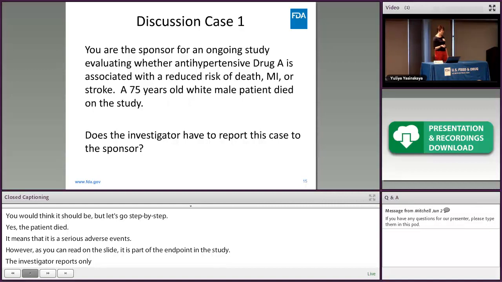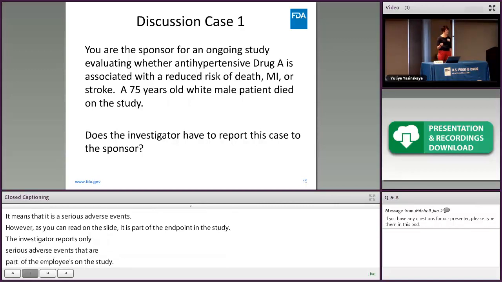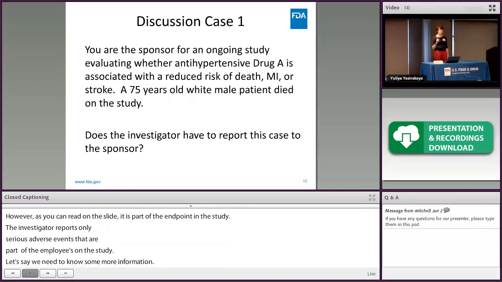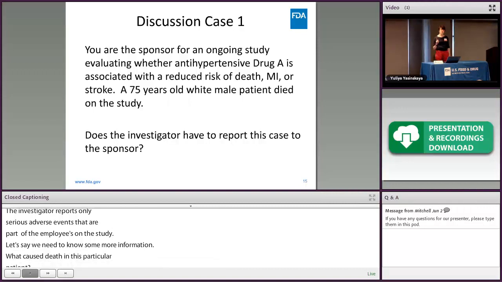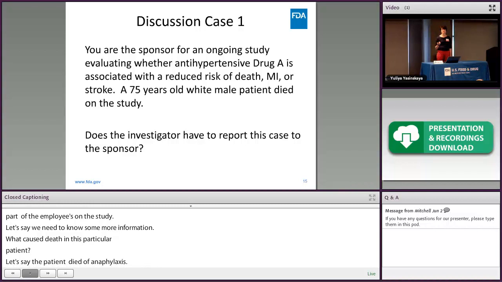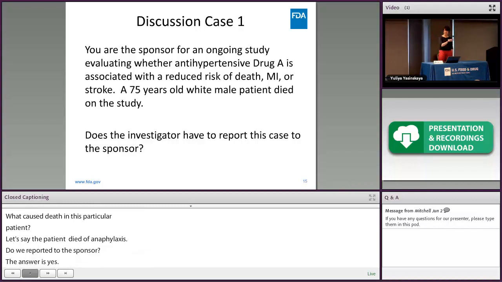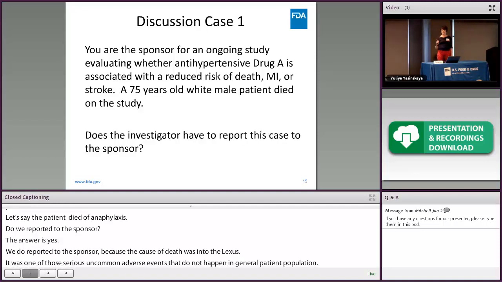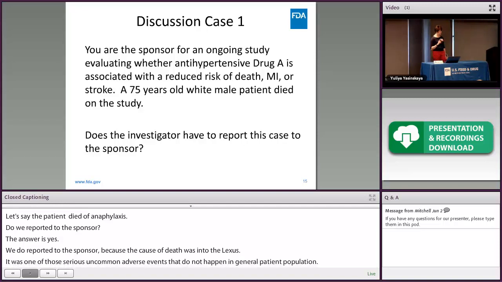Do we report it to the sponsor? And the answer is yes, we do report it to the sponsor because the cause of death was anaphylaxis. It's one of those serious uncommon adverse events that do not happen in the general patient population. So there's a reasonable causality here that the drug probably caused anaphylaxis and resulted in patient death. Therefore, even though this serious adverse event is part of the endpoint on the study, this adverse event had to be reported to the sponsor.